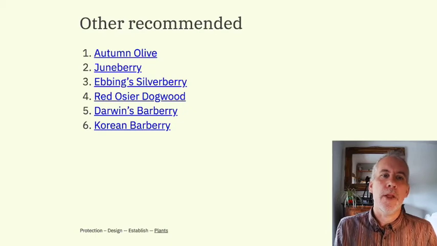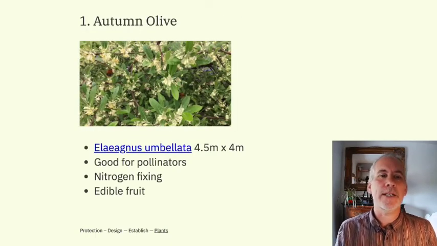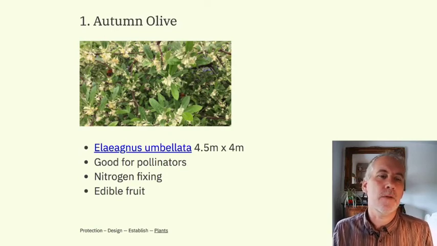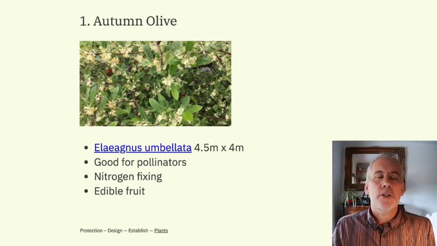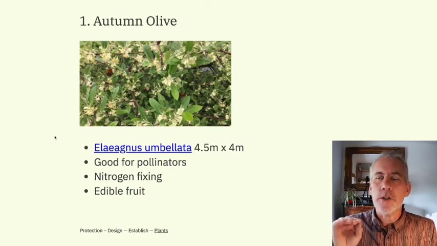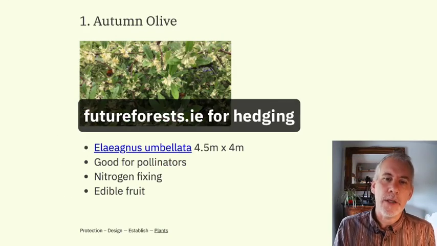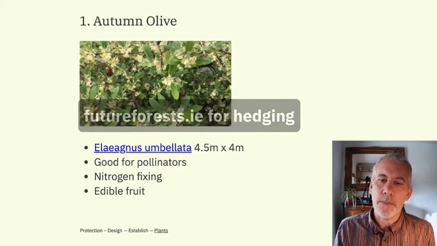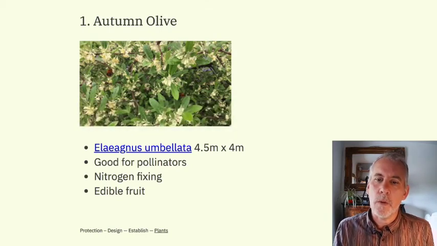Other ones recommended, autumn olive. I'll just quickly go through these. Autumn olive, fantastic, 4 to 5 meters by 4 meters. Great for pollinators, nitrogen fixing, edible fruit, forest garden classic plant. Futureforest.ie is really, really good. Get named varieties if you possibly can.